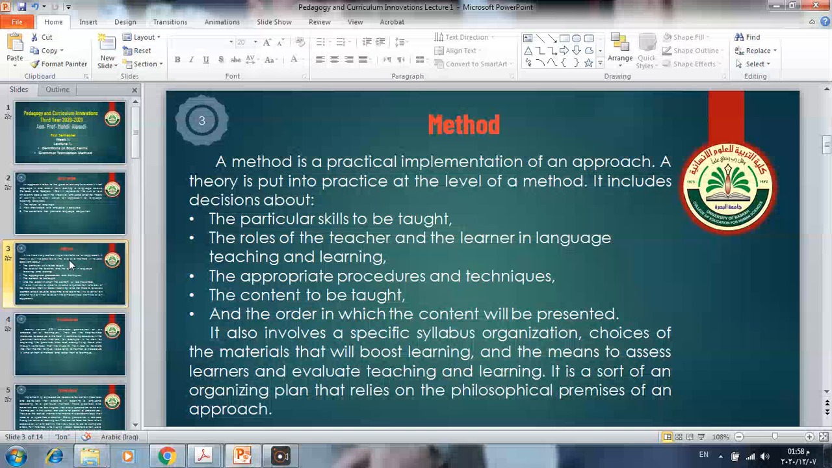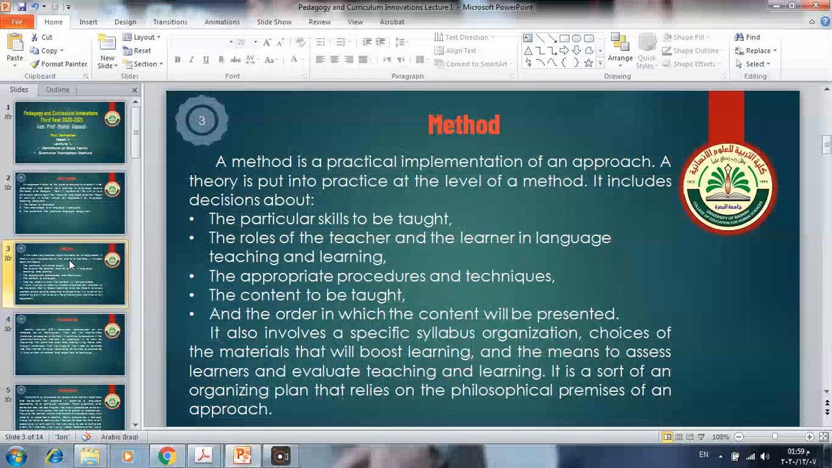The other thing is the roles of the teacher and the learner in language teaching and learning. So the method prescribes the role of the teacher. What is the role of the teacher? The teacher could be the authority of the class. The teacher could be a facilitator. The teacher could be an observer. And what is the role of the learner also? It gives us the specifications about the role of both the teacher and the learner.